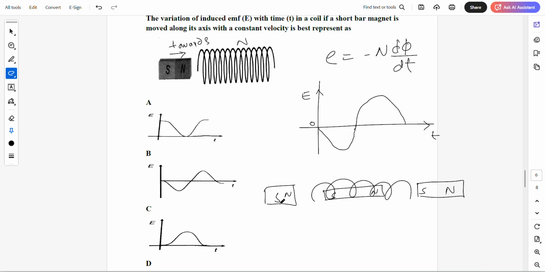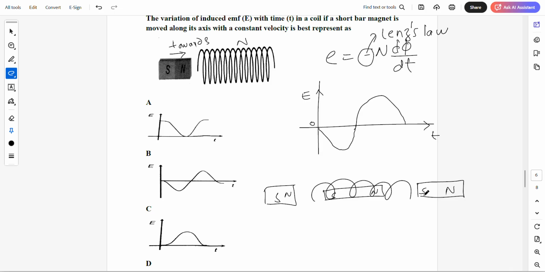If it is coming towards, that means flux increases. Rate of change of flux increases. What happens? The negative value. This is due to Lenz's law. This whole thing is Faraday's laws of electromagnetic induction, N d phi by dt. So this becomes negative, and in the second case it becomes positive.